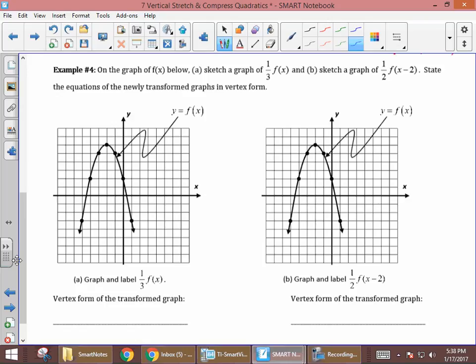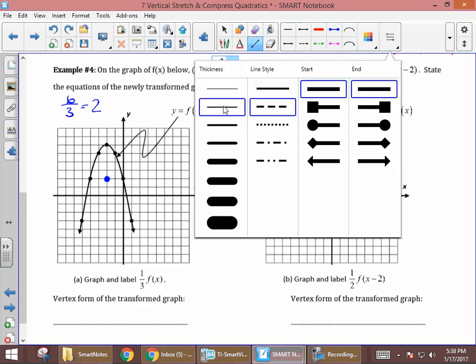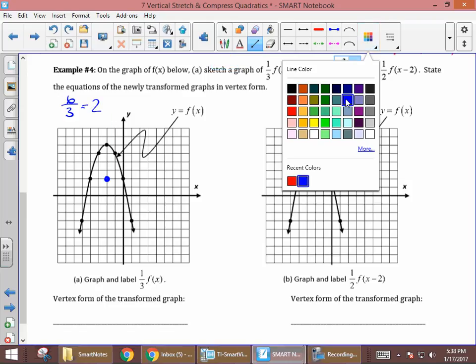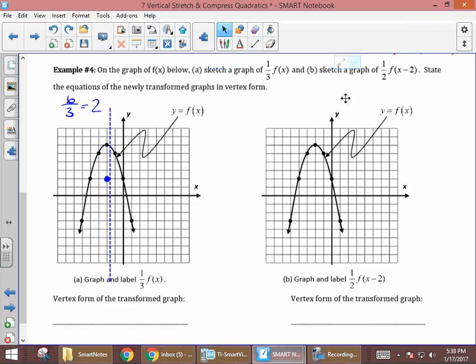So let's start with this point. It is 1, 2, 3, 4, 5, 6 high. 6 divided by 3 is 2. So the new vertex is going to be 2 high, which is right here. Understand that we have not moved left or right because there is no plus or minus. So I will bring in my axis of symmetry. And there we have it. So that's our vertex. And now do the same thing with the other points.